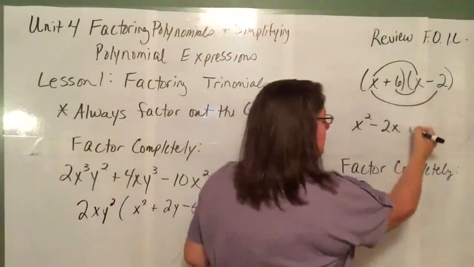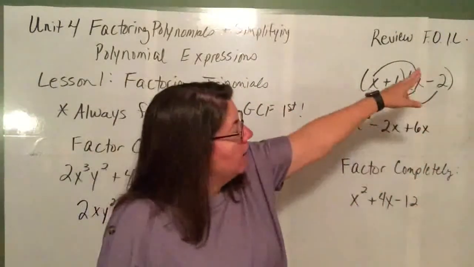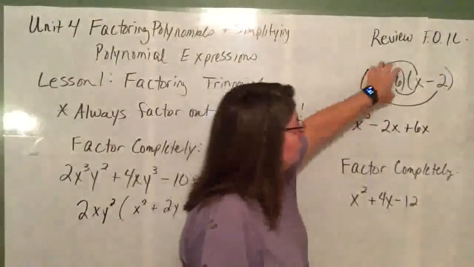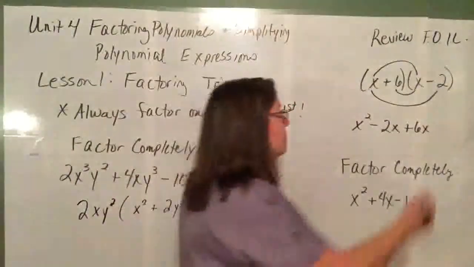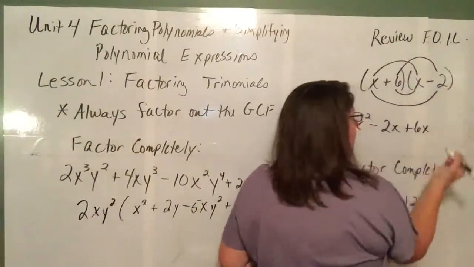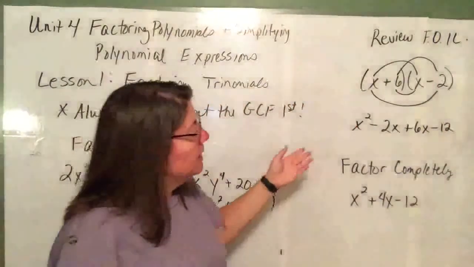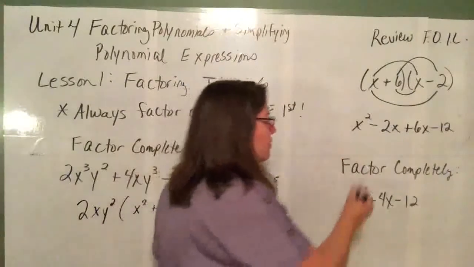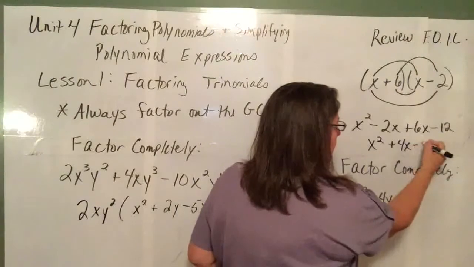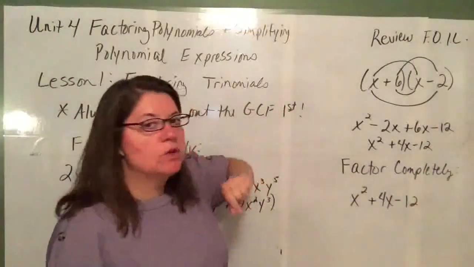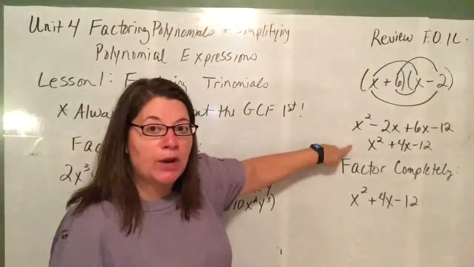So 6 times x is a plus 6x. And then the L stands for the last terms. If we take these as two separate binomials, the last thing in each of those terms is 6 times negative 2, which is a minus 12. And then the last thing we do with FOIL is we add the like terms together. So we've got x squared, negative 2x plus 6x is 4x, and minus 12. So we have multiplied those two binomials together and ended up with a trinomial.